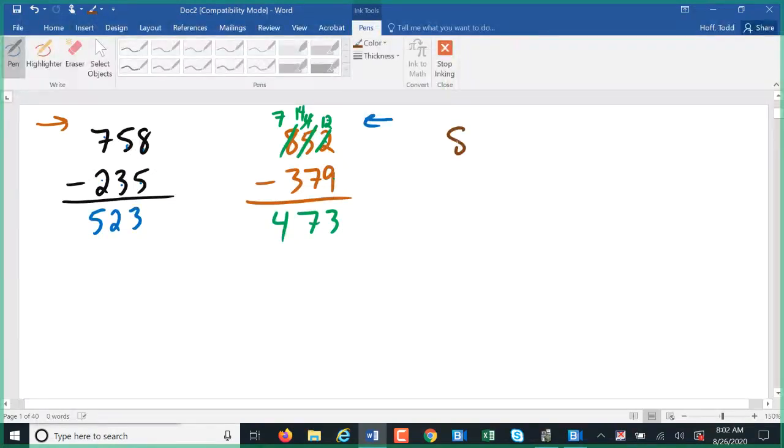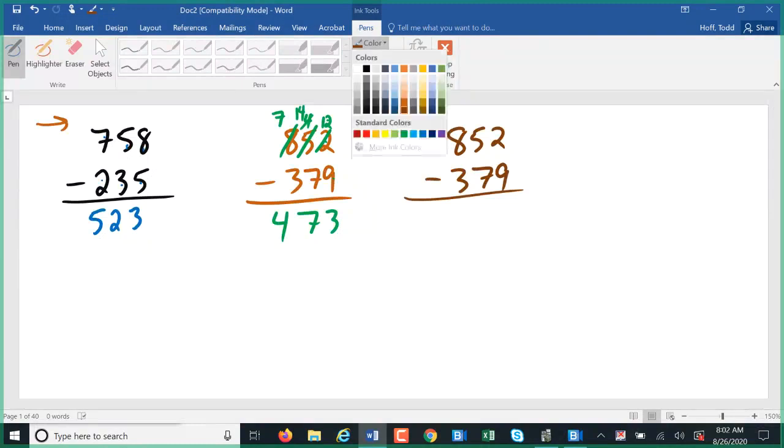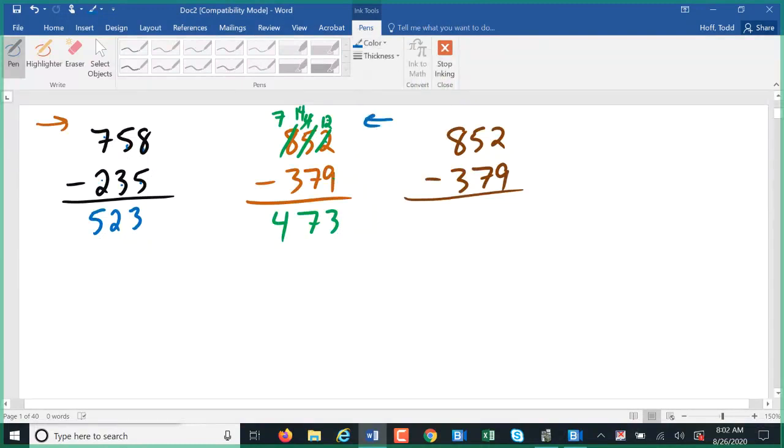Now again, that process of borrowing is not the only way that subtraction can be done. A different way that was done would look like this. 8 minus 3 is 5. 5 minus 7 can't be done, so we actually borrow from the 5 down here to make it a 4. This is a 15. 15 minus 7 is 8.